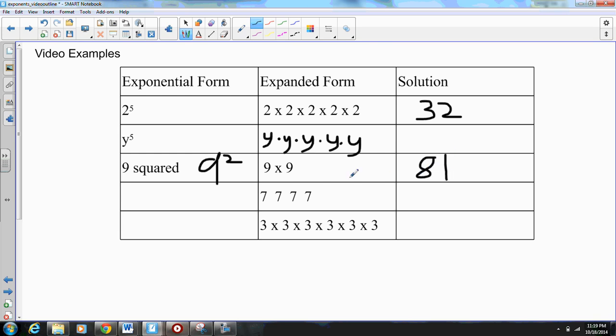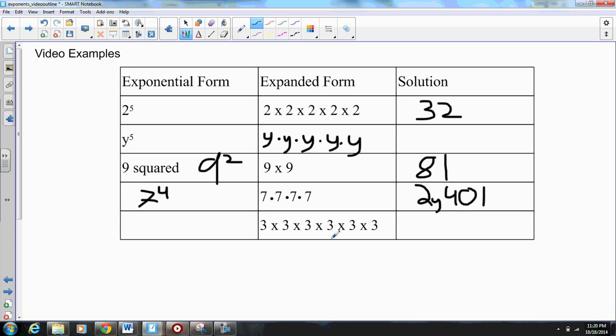Next we have 7 times 7 times 7 times 7. That's given to us in expanded form. So the base number is 7, and it is multiplied 4 times, which 4 is our exponent. And when we evaluate using our calculator, or you can do it by hand, we get 2,401.